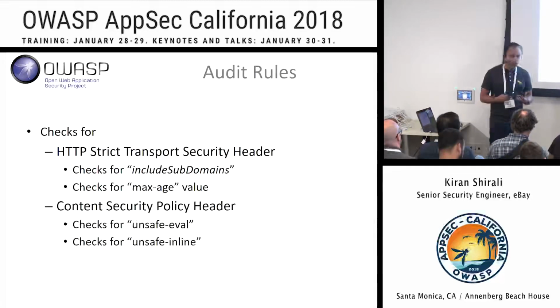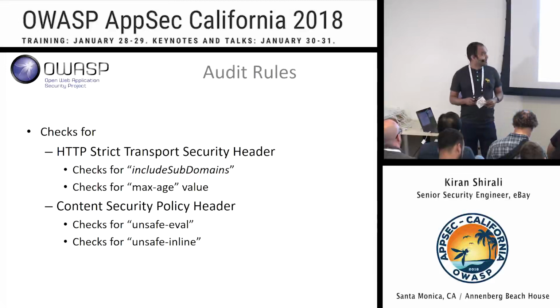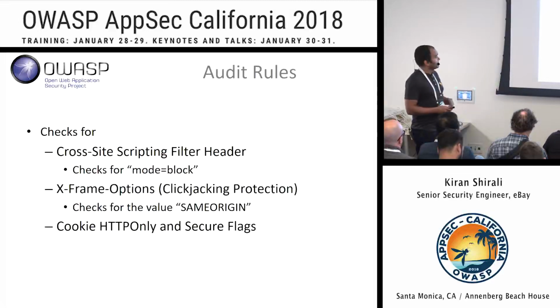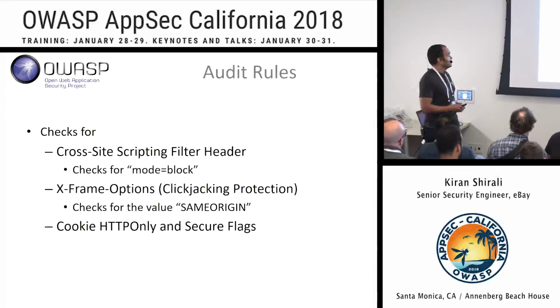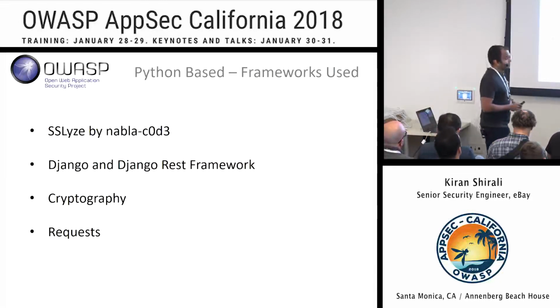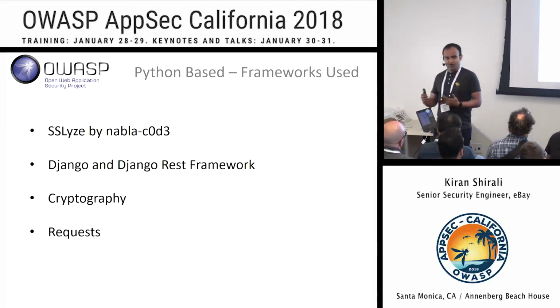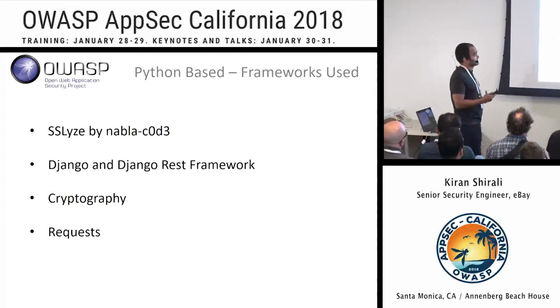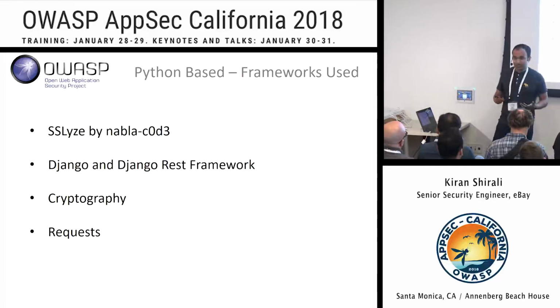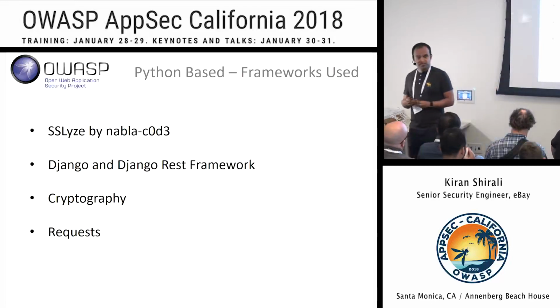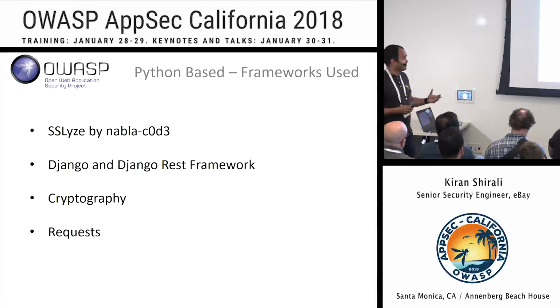Again, in CSP, one thing that we always see, people put it in and then they put unsafe-eval in there. So things like that. Again, a few more of the headers and cookie flags, right? So at a very high level, it's Python-based code. We have a wrapper around, and we basically use SSLyze by Alban from Data Theorem. It's Django and Django REST framework based. It uses a couple of Python libraries.